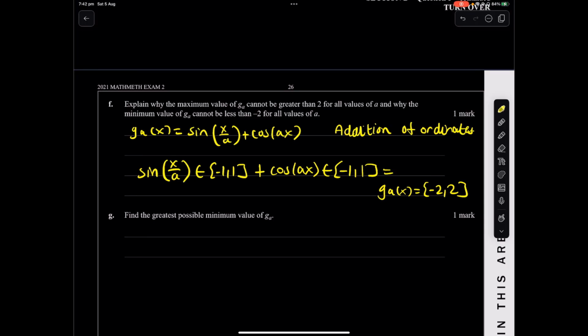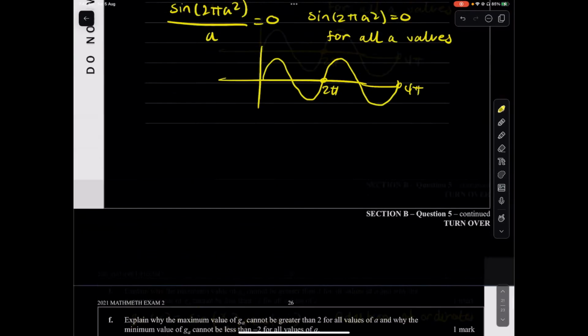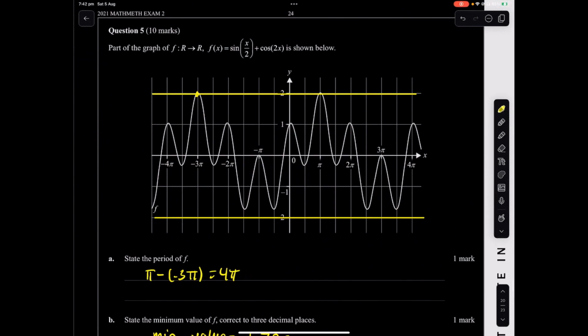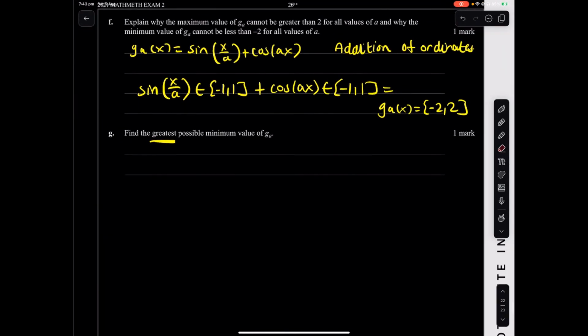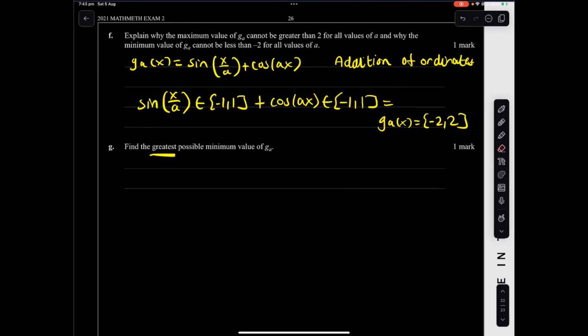Find the greatest possible minimum value of g of a. Greatest means the highest possible minimum value. So if you look at g of a, this is our minimum value over here, and we want it to be the highest. We want it to be like this. Which values of a will give us that? What minimum value is there that is greatest?